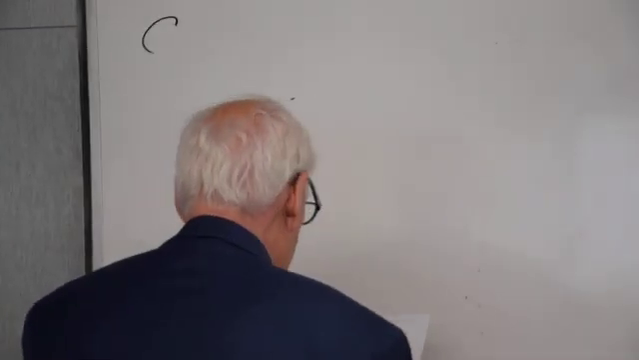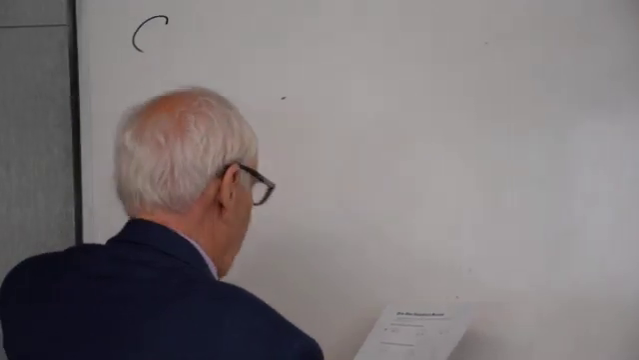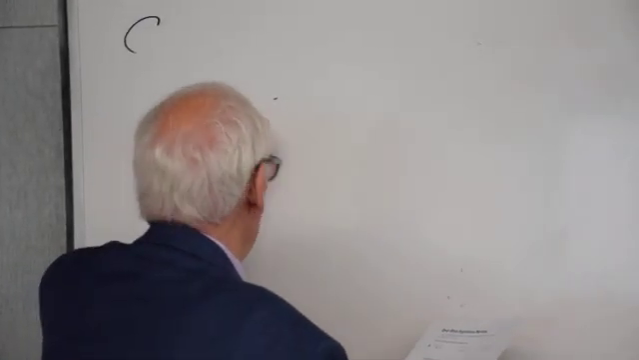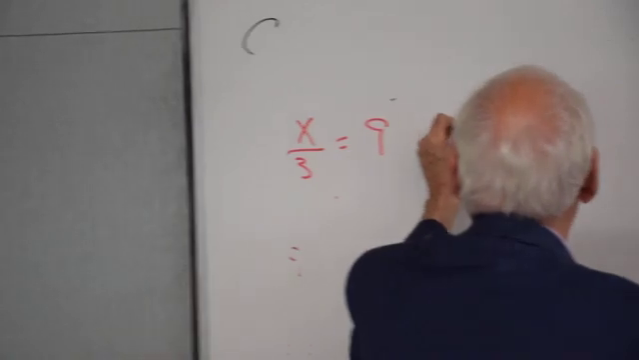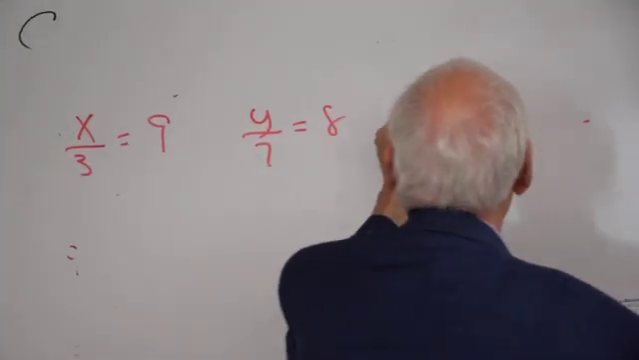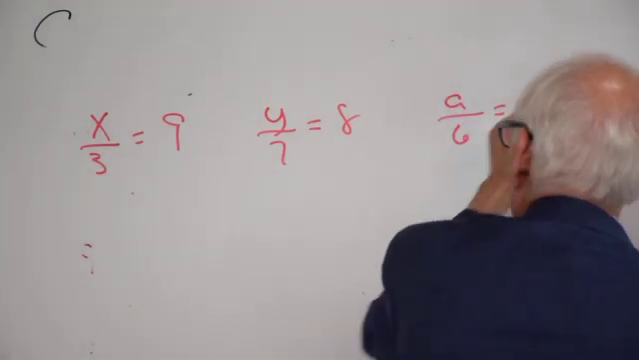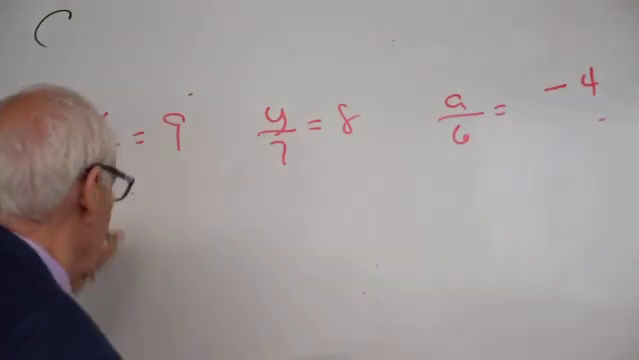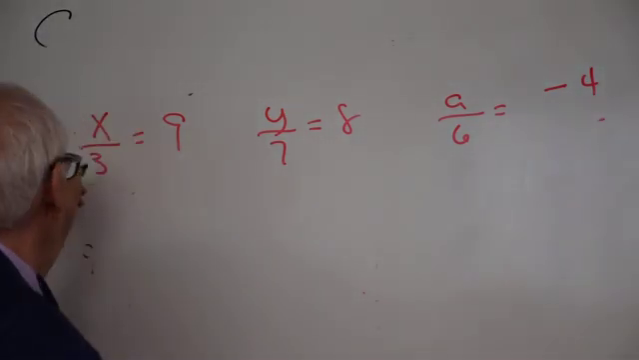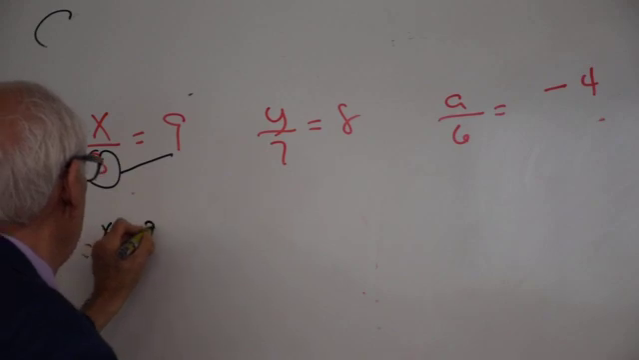Okay, let's solve each division equation by multiplication, right? So here they are. x over 3 equals 9. y over 7 equals 8. a over 6 equals minus 4. Remember what we said? We're going to take this denominator and multiply it by the whole number. So that means x equals 27.